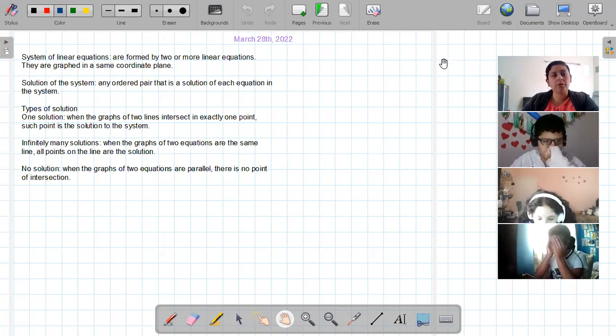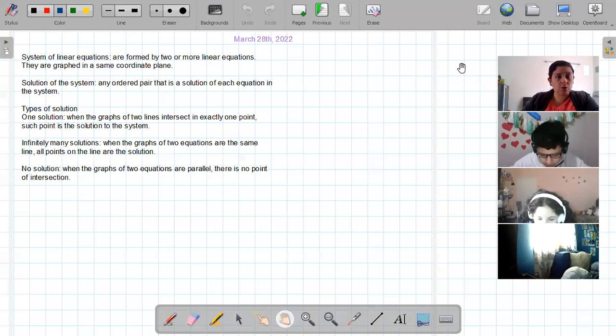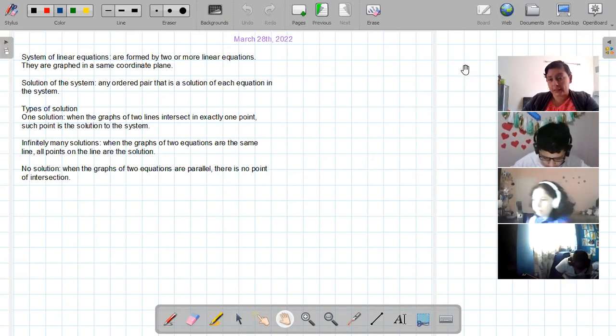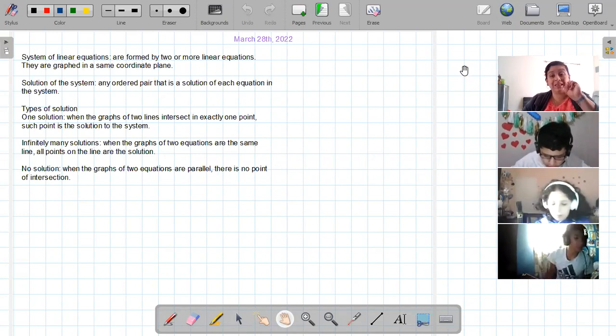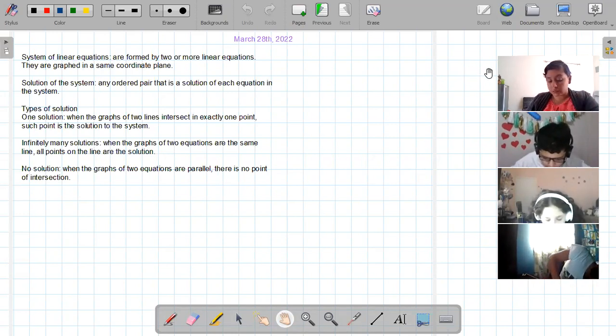The first definition that we're going to see is system of linear equations. What is the system of linear equations? Well, a system of linear equations is formed by two or more linear equations. And these linear equations are graphed in the same coordinate plane. We will be working with only two equations in a system, meaning that we're going to have only two variables as well. We're going to see how to solve these systems in different ways.